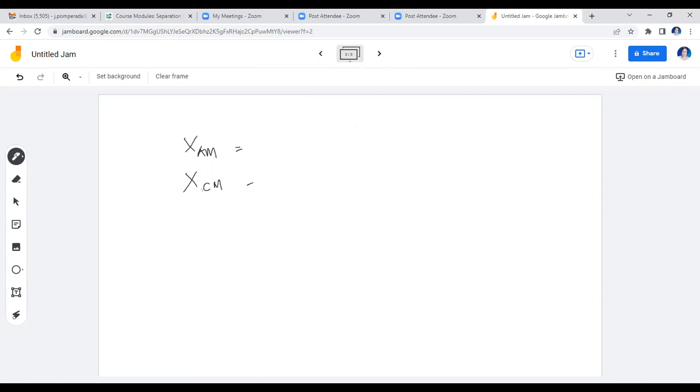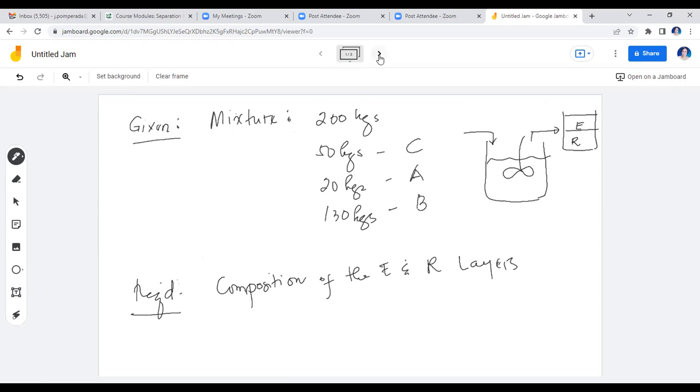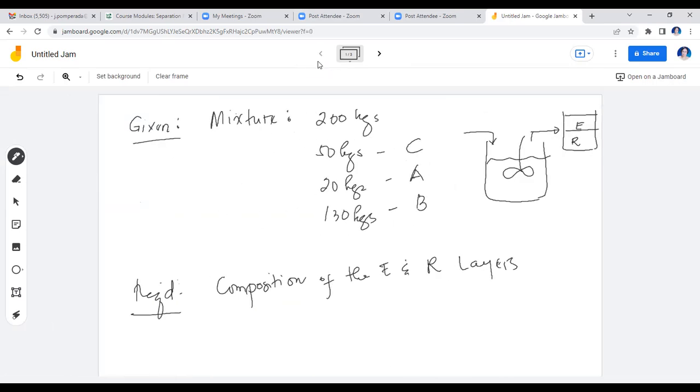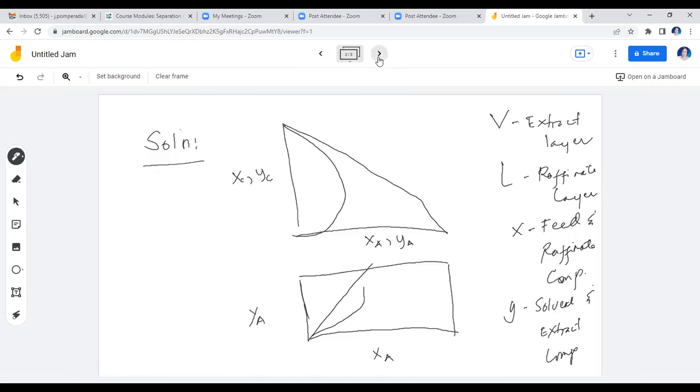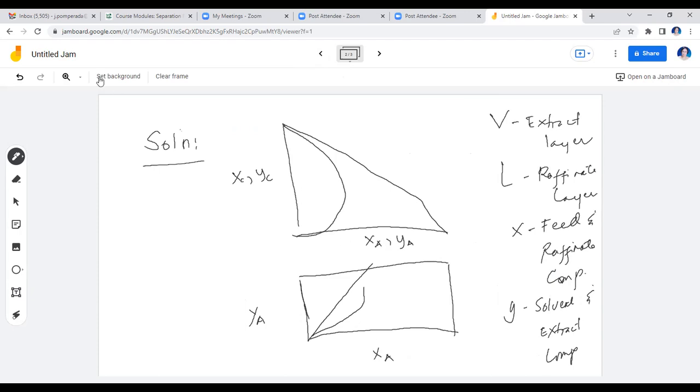So how do we determine XAM? You just get the A here. So that's 20 divided by 200. So that would be 0.10. And for the C, you have 50. 50 over 200. So that would be 0.25. Okay, 1/4 of 200, so 25. So using this XA and XC, you go back to your diagram and plot it.